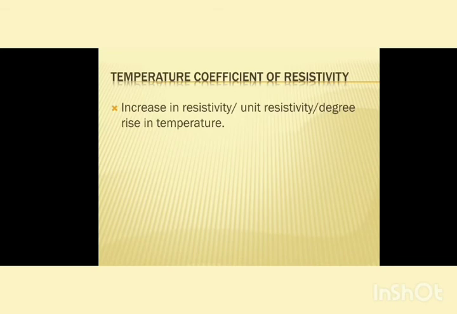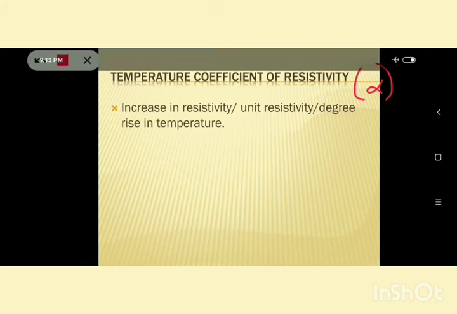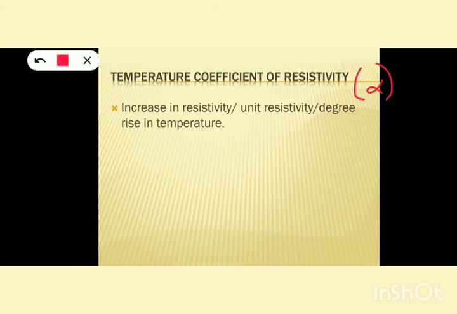Next is temperature coefficient of resistivity. So what is temperature coefficient of resistivity? Temperature coefficient of resistivity is denoted by the letter alpha. And what is that? It is the increase in resistivity per unit resistivity per degree rise in temperature. So for unit rise in temperature and for unit resistivity, what is the increase in resistivity? That is temperature coefficient of resistivity.